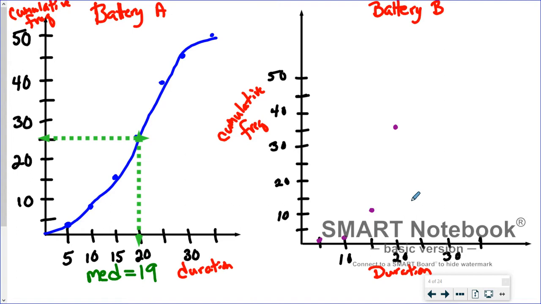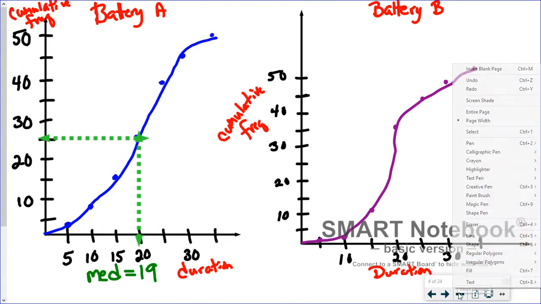And then 25, 44. 25, 44 somewhere right here. 30, 48. So somewhere up here. And 35, 50. So again, we start at 0, 0. We try to connect these with a nice smooth curve. All right, again, not very good on this little tablet pen I'm using, but you get the point.